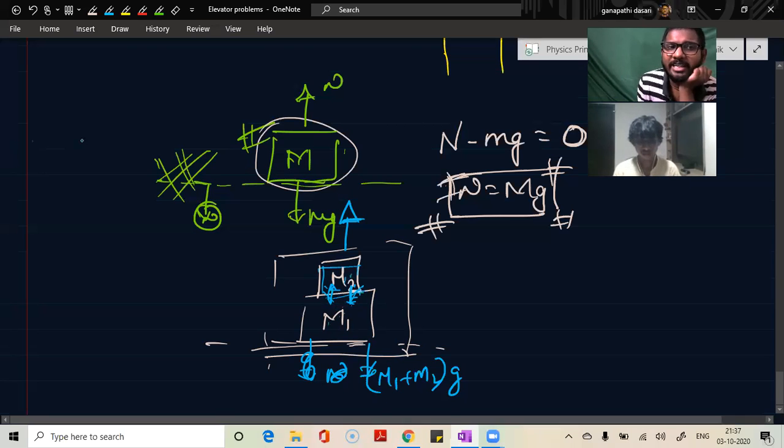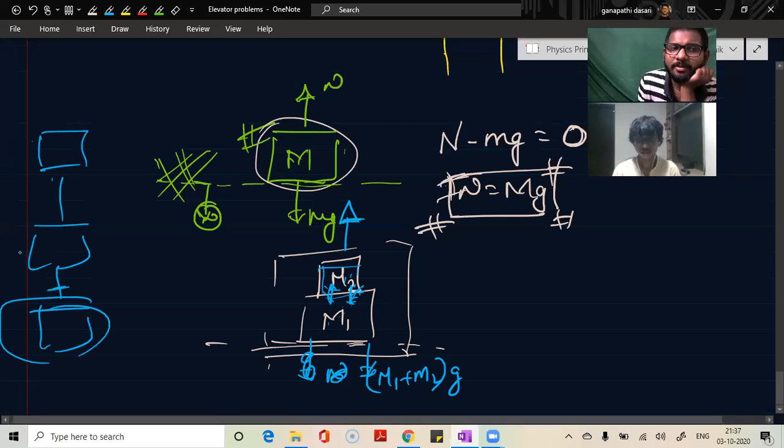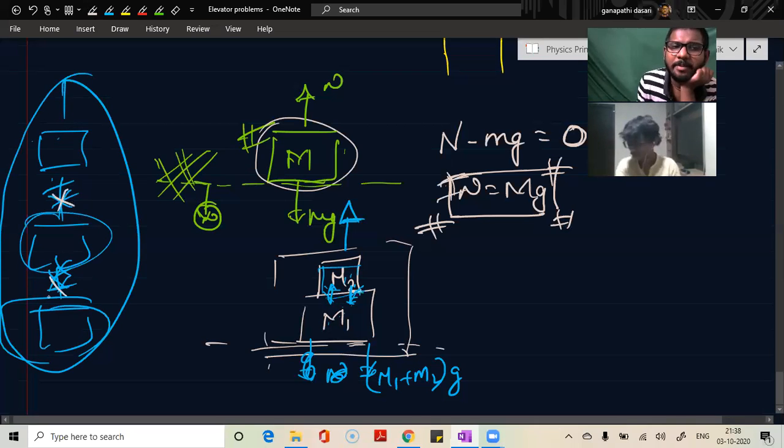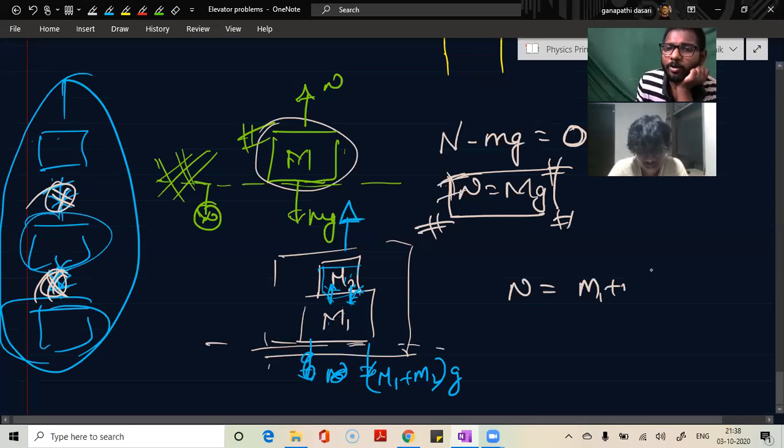Like how I did not consider it in the problem you saw. When I'm drawing only this block, I consider this tension. When I'm drawing this block, I consider this and this. But when I'm taking the entire system, did I consider this and this? No, sir. Why? Because they become internal forces. So (m1 plus m2)g. Now N is equal to what? (M1 plus m2)g, or not? The force by the ground on this surface.